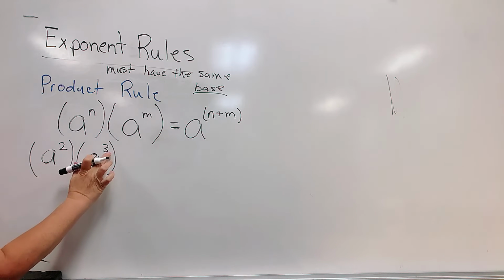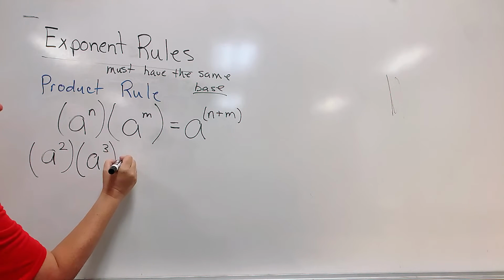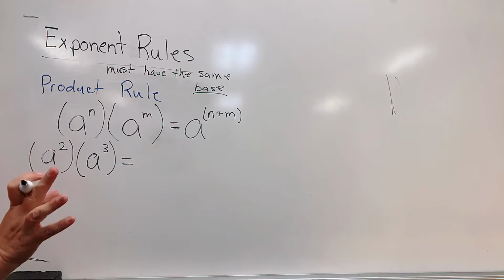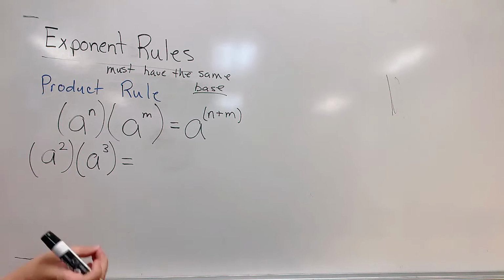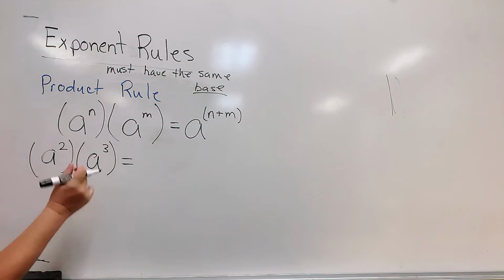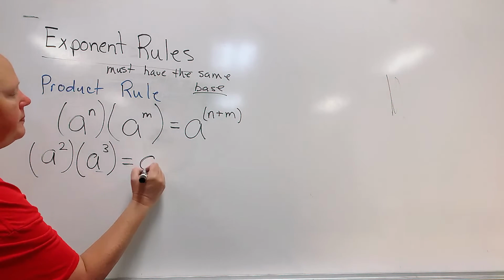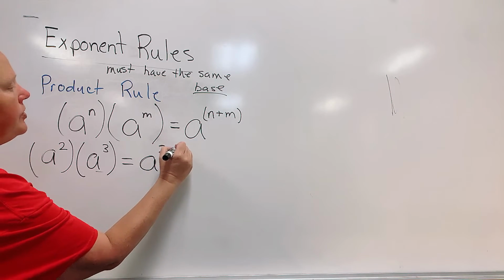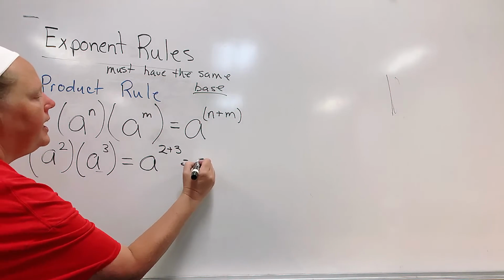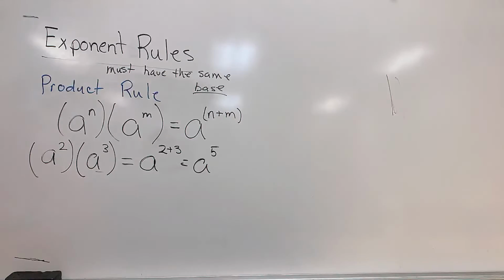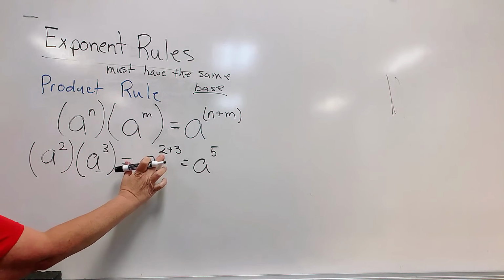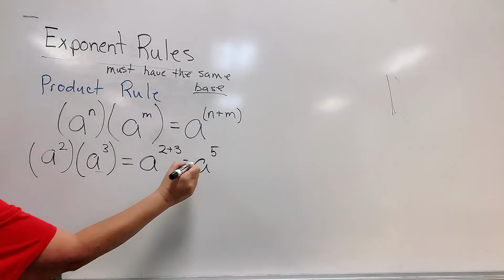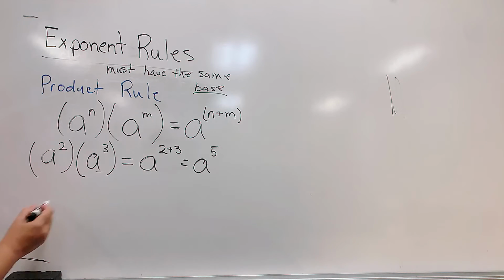If I just apply the rule, in which you know I don't like to just apply rules, I like to know why the rule works. But if I just apply the rule, the base is the same, and I take 2 and I add it to 3. And so I'm going to get a to the 5th. So I just took 2 plus 3 and I got 5. So I have a to the 5th. So a to the 2nd times a to the 3rd equals a to the 5th. Now let's expand this and see why it works.